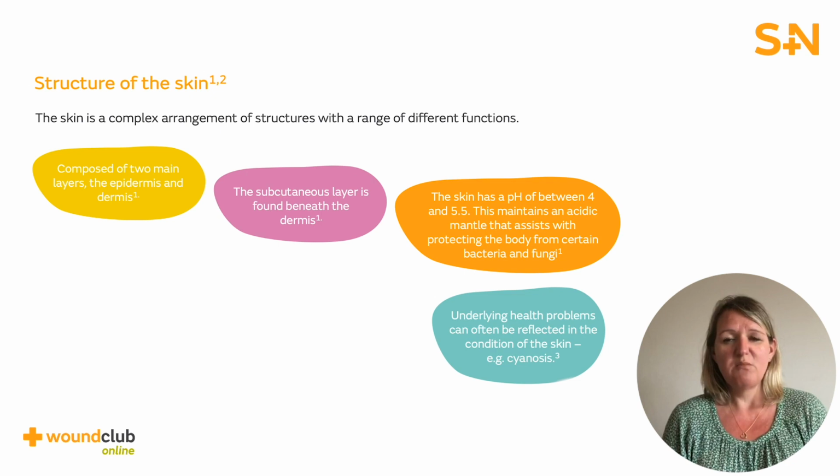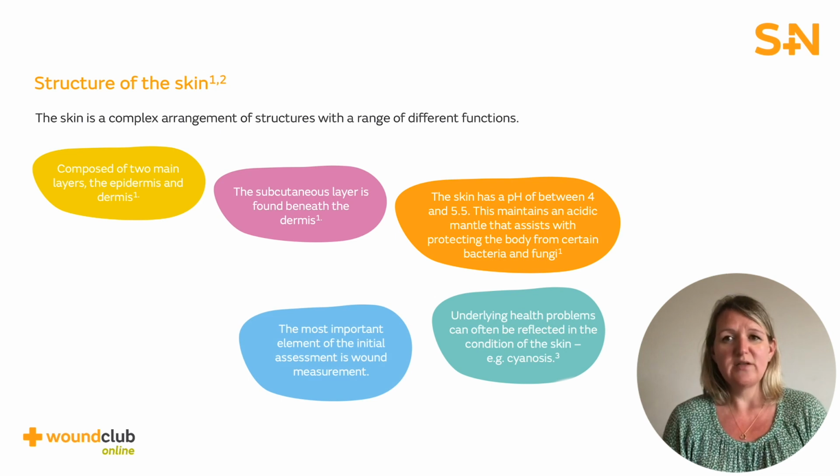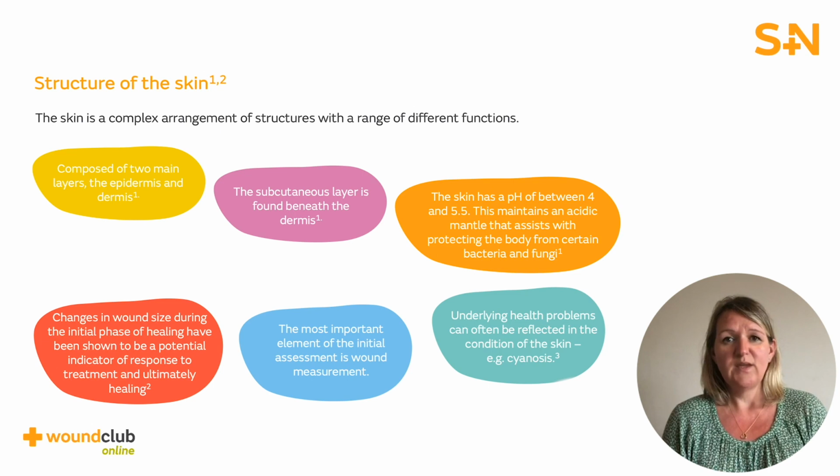Changes in the skin may be one of the first indicators of an underlying health problem, making knowledge of what is considered to be healthy skin extremely important. For example, if cyanosis is observed, where skin can appear blue, this can indicate poor oxygenation of the tissues.